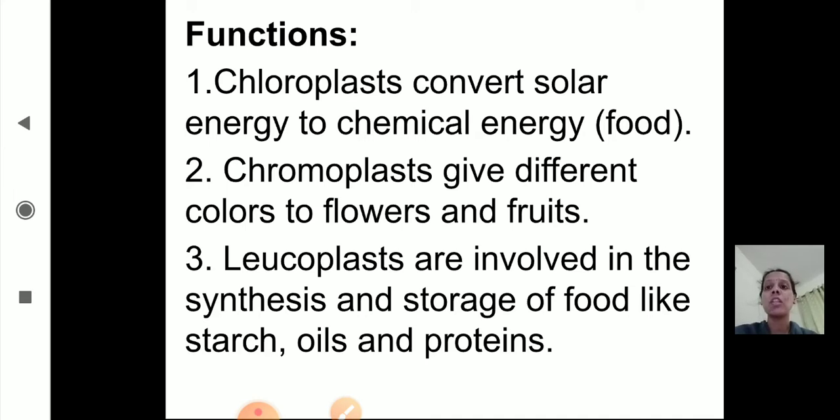The first function is that chloroplast converts solar energy into chemical energy. Then, because of the chromoplast, the fruits and flowers get different colors. The third one is that leucoplasts are involved in the synthesis and storage of food like starch, oil and proteins.